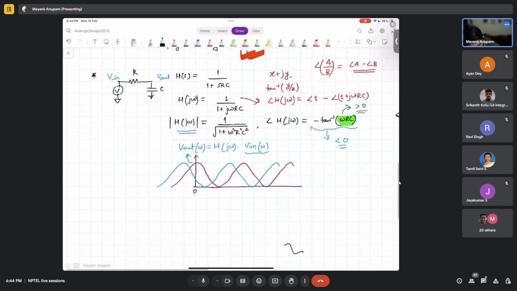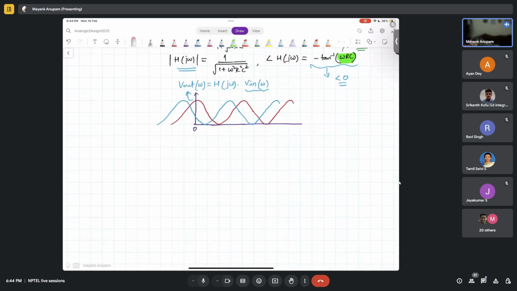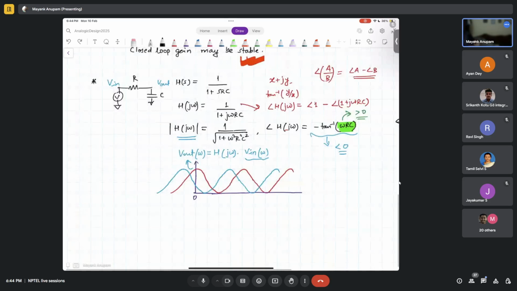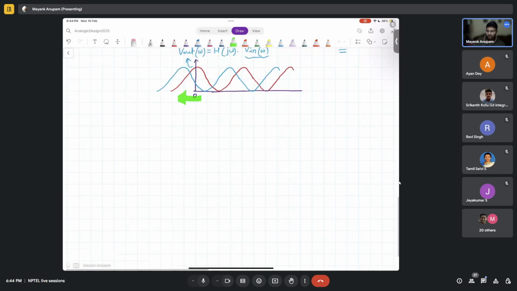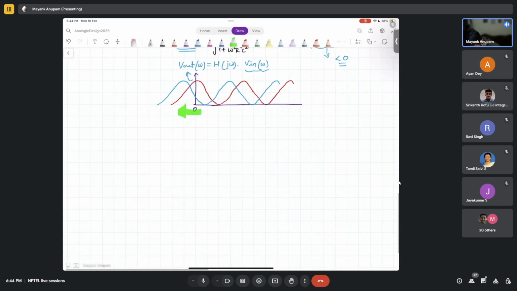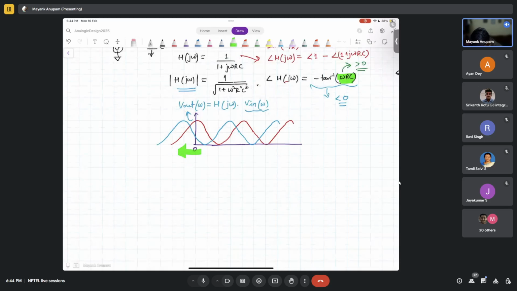So there will be a phase change, and you can see that the output is now delayed, right? The red curve was the input, and the sky blue curve is the output. You can clearly see that because of this phase delay, there is an equivalent delay in the system. Got it?